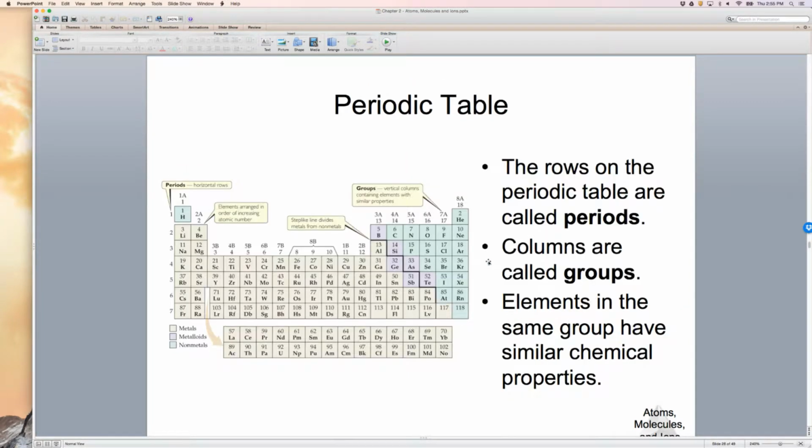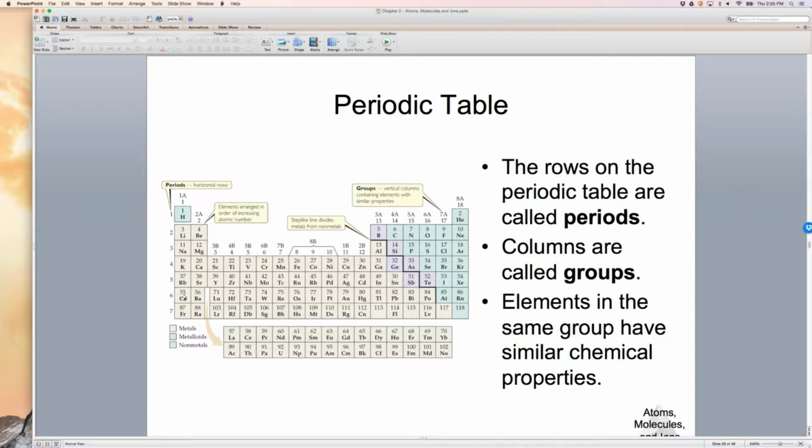Okay, so now that we've got some names and we know a little bit more about the periodic table and how we call each group, I also wanted to talk about where different elements are and what makes them a metal, a metalloid, or a non-metal.